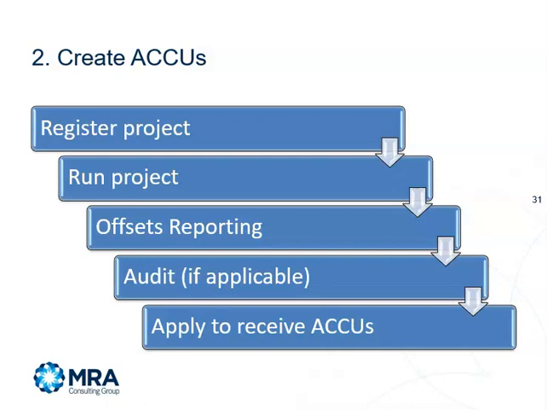Draft an offsets report every 6 months to 5 years. Audit if applicable. Projects are required to undergo periodic audits to ensure the project is run in accordance with legislation. And lastly, apply to receive ACCUs.